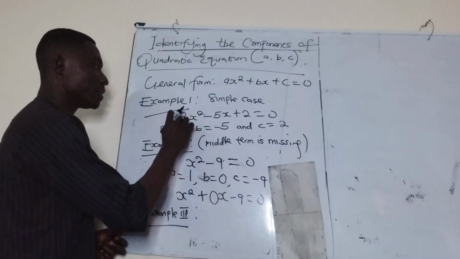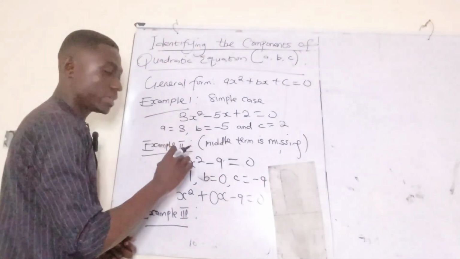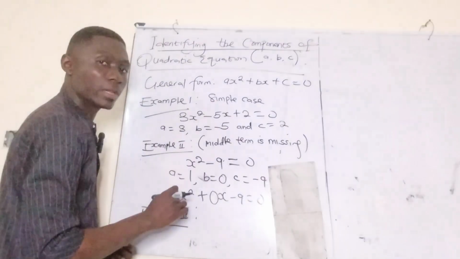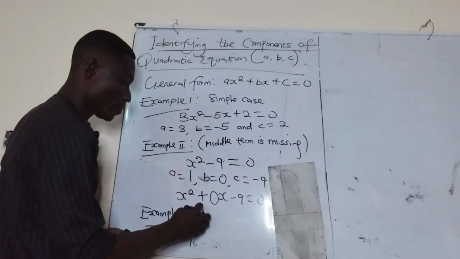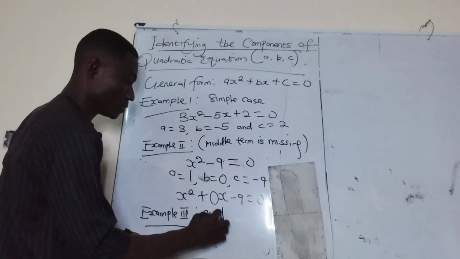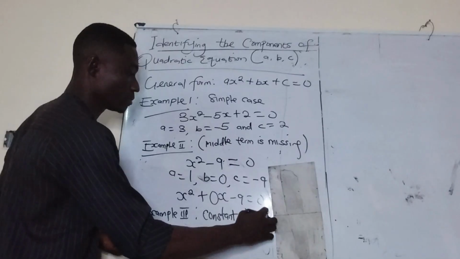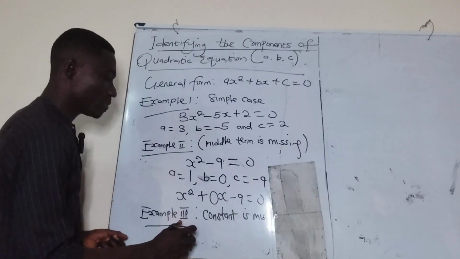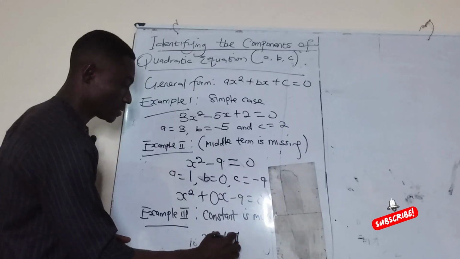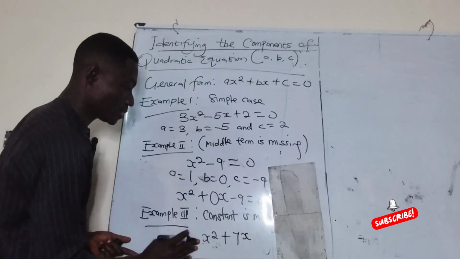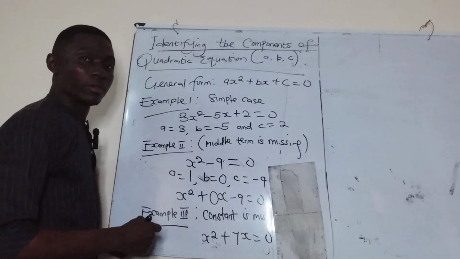We have considered a very simple case where all the components are there. Now we've considered a case where the middle term, that's the B component, is actually missing. Let's also see when the constant is missing. So if you're given something as say 2x squared plus 7x equal to 0, just assuming that you're given something of this nature.